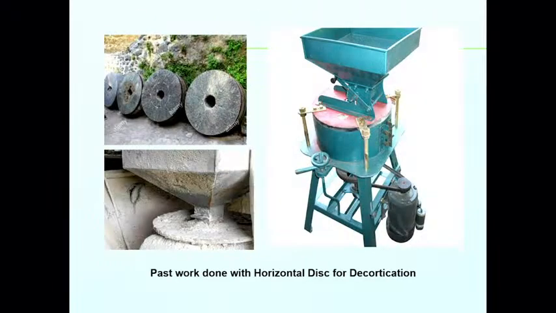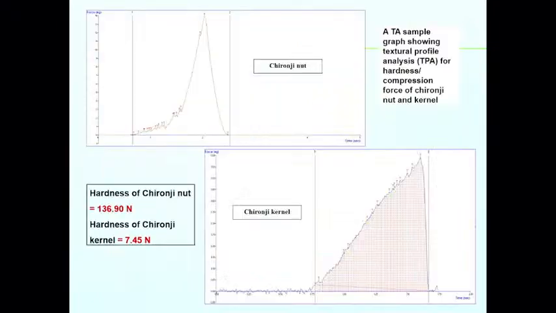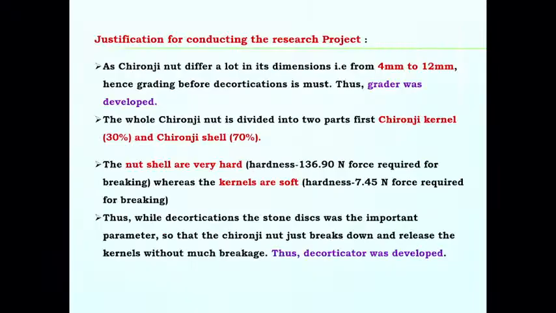So, it is seen that usually horizontal type of disc was used, and then after studying, we can say the force applied for decortication: for the outer coat we need 136 Newton's force, and for kernels it is less. So when we have to decorticate, we have to take care that the nut should just slide through the two discs, whereas it should not break the kernel.